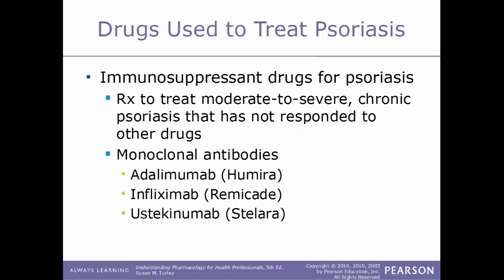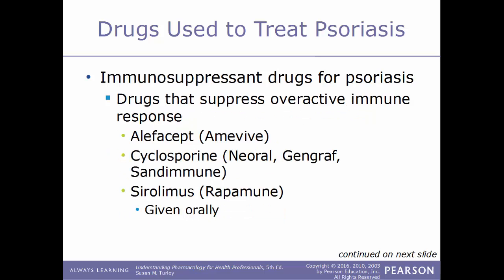Another type of drug that's used to treat psoriasis are immunosuppressants. Now, this is a prescription drug that will treat moderate to severe chronic psoriasis that hasn't responded yet to other drugs. There are multiple kinds of immunosuppressants. One example of this kind of drug would be the monoclonal antibodies. These would include such drugs as adalimumab, also known by the brand name Humira, infliximab, known by the trade name Remicade, ustekinumab, also known by its brand name of Stelara. Another subtype of immunosuppressants are drugs that will suppress the overreactive immune response.